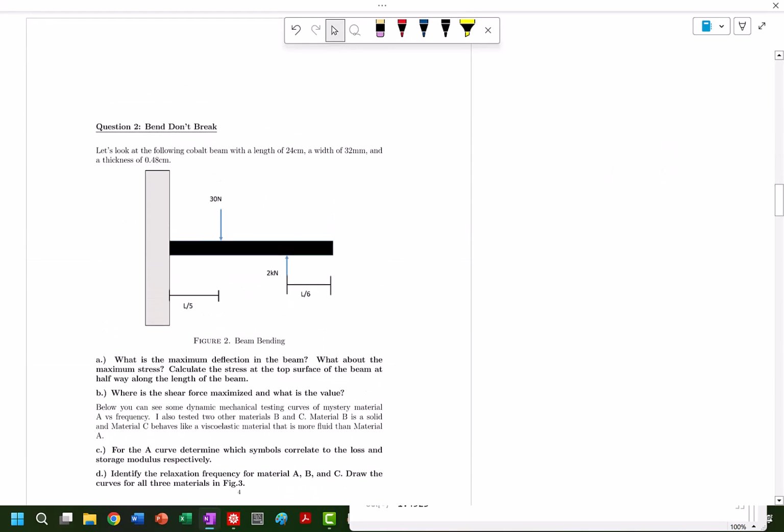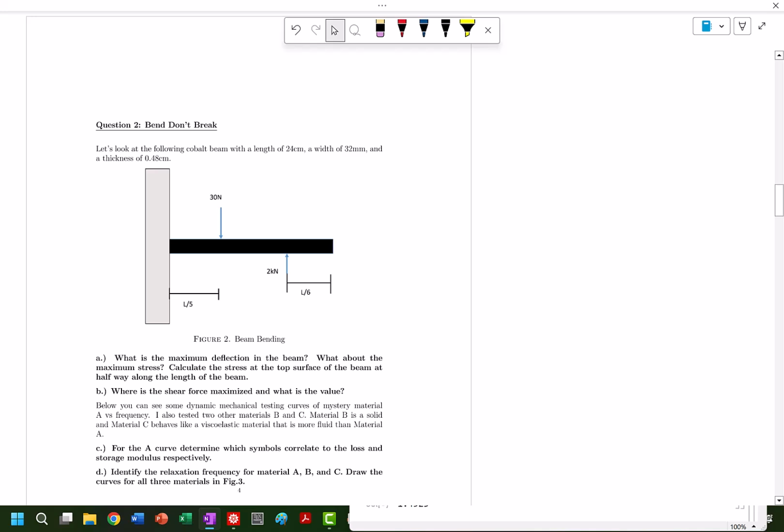All right, everyone, we are back and we are going to work on our second problem in this particular exam. So, bend, don't break. We have a cobalt beam, a metallic beam, with a length, width, and thickness. I'm going to define my coordinate system, x, y, and set this as my zero over here. So we have a cantilever beam.